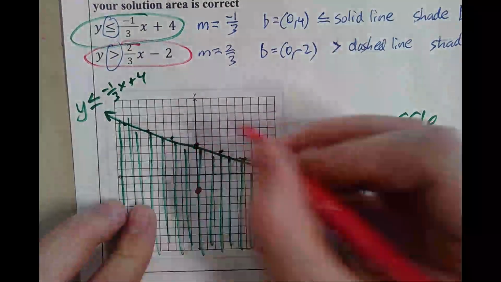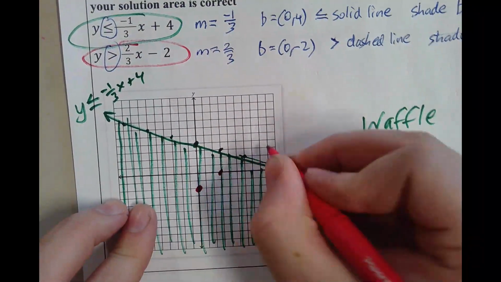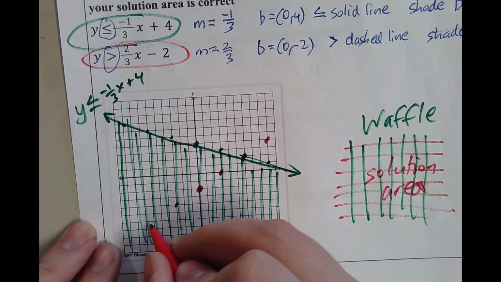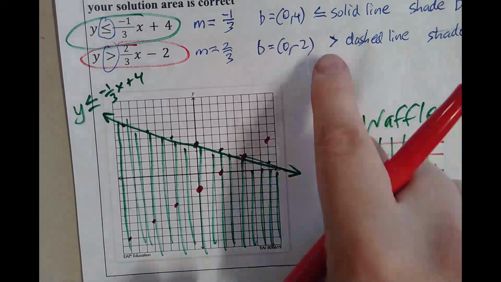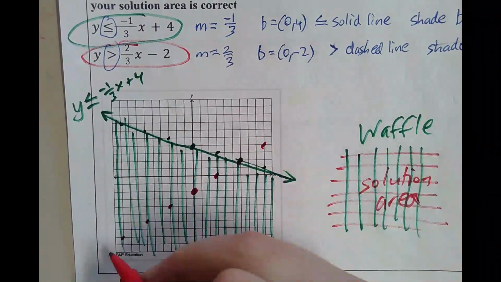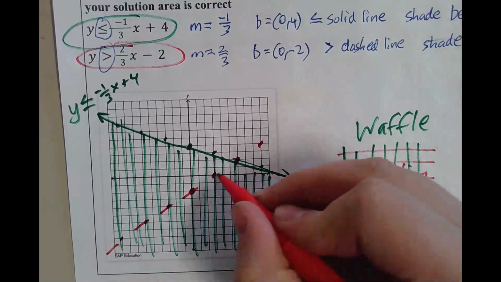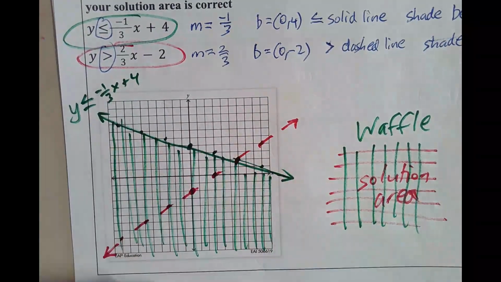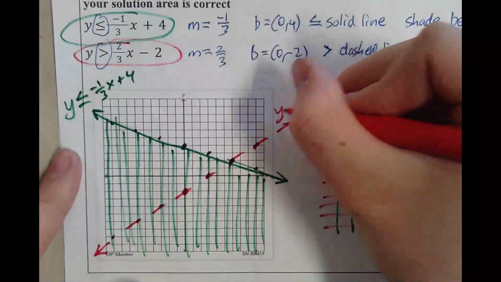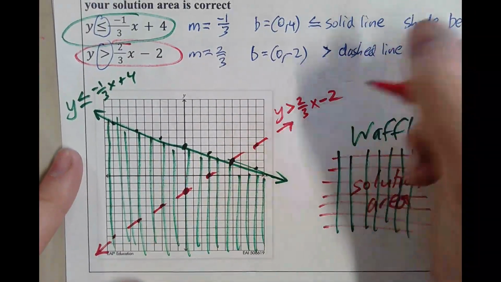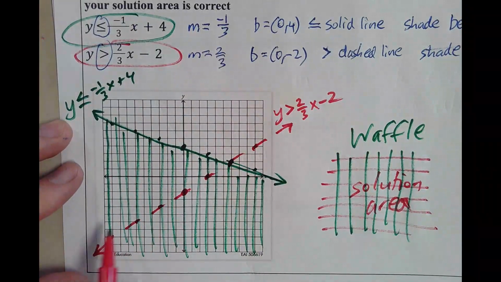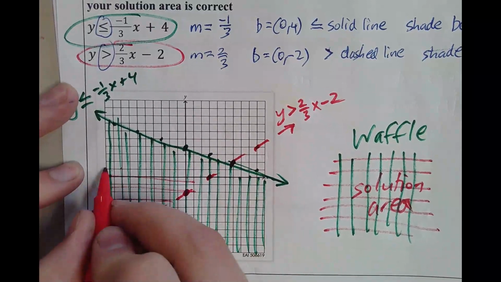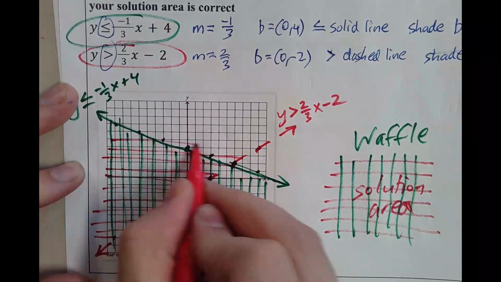So the slope of this one is 2/3. So I'm going to go up 2/3. Up 2/3, up 2/3, going backwards. I'm going to put a dashed line, meaning the numbers on this line are not solutions. It has to be greater than. And since it's greater than, I have to shade above. So the trick here is I'm going to shade everything horizontally, and that's going to tell me where my solution is.